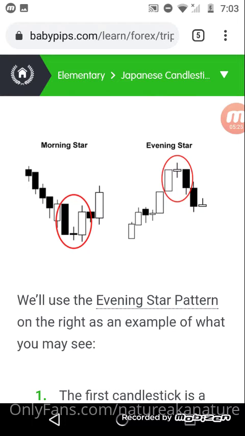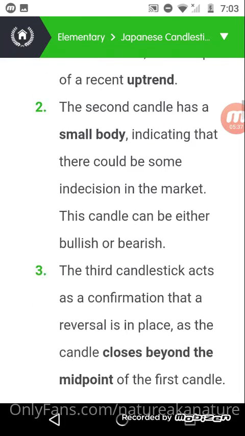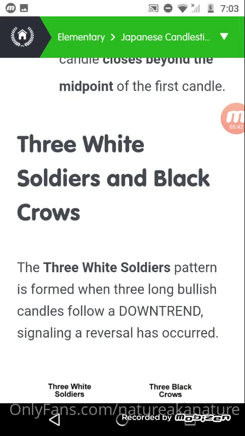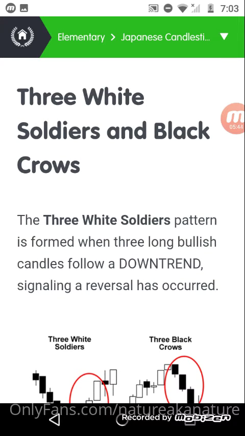Same thing with the evening star. The first candlestick will be bullish, the second candlestick will be bearish. So all right, that's just to go over that. We're also gonna dive in a little bit more about it. But all right, let's go to the next example of the triple candlestick pattern that y'all need to understand.